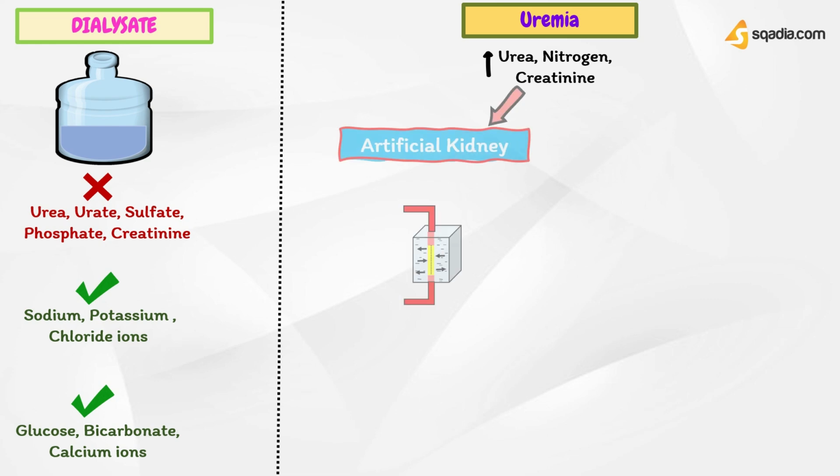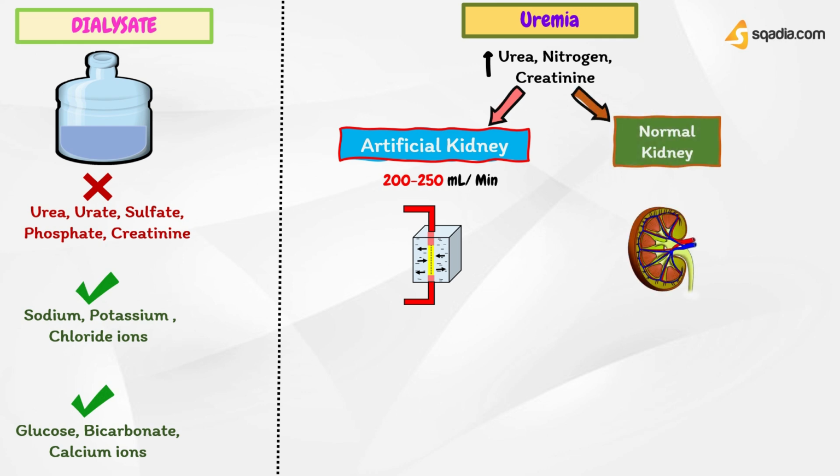Artificial kidney can excrete more than double the amount of urea that could be excreted by both the normal kidneys. About 200 to 250 milliliters of plasma could be cleared off urea per minute by the artificial kidney. But the urea clearance by normal kidney is only about 70 milliliters per minute.